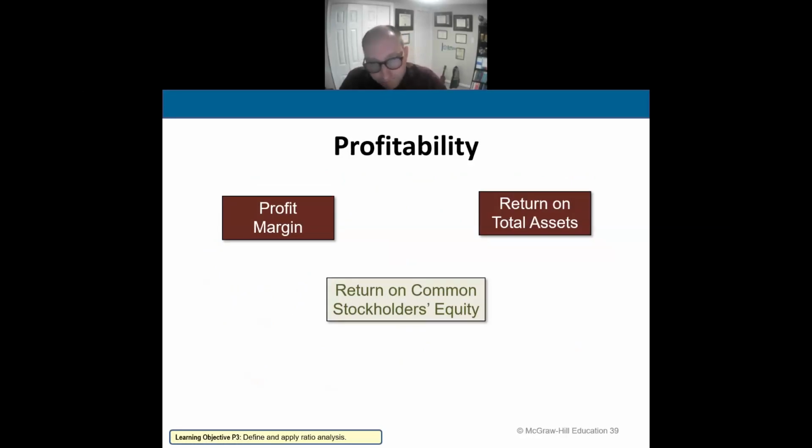Profitability is the third building block of analyzing financial statements. In this one, we look at profit margin. You all remember the profit margin from Principles of Accounting 1, when we talked about the difference between the sales price and the cost of manufacturing the product. We also look at the return on assets and the return on common stockholder equity.